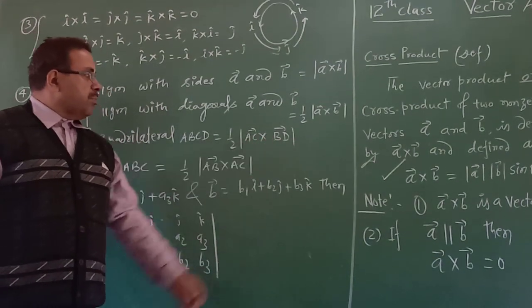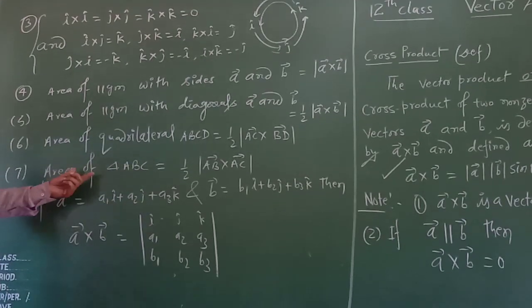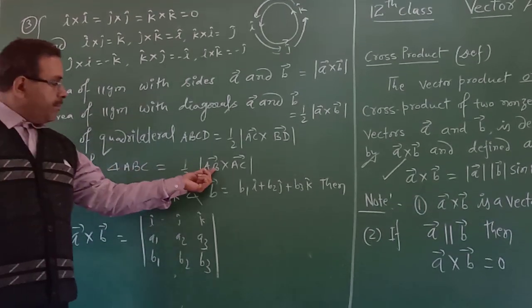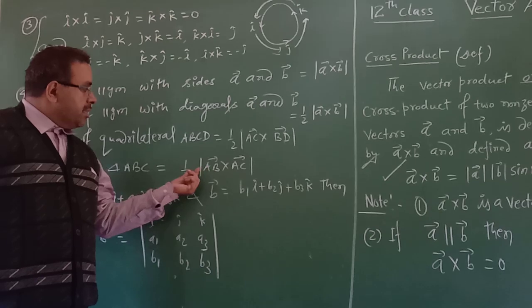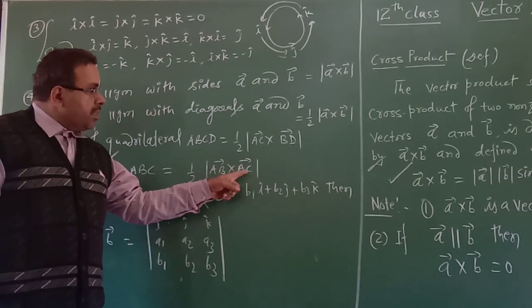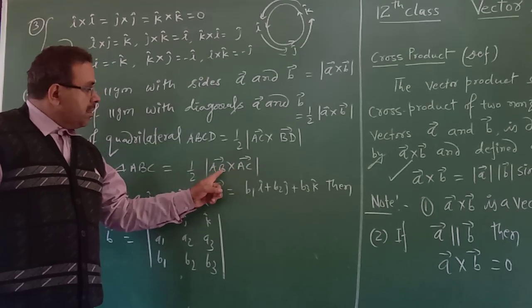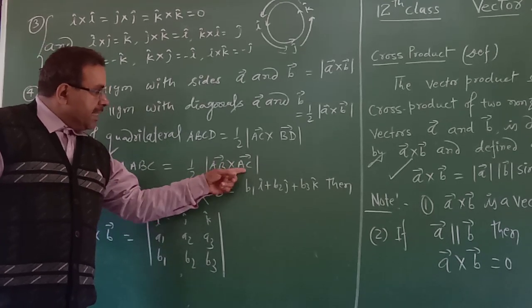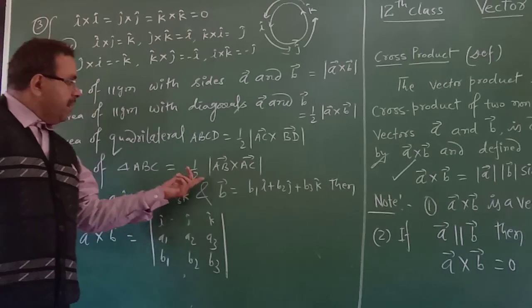It means magnitude of AC cross BD. And area of triangle, it is the adjacent sides. It means 1/2 AB cross AC. You also say it as AC cross CA. It means you will find the cross product of the adjacent sides.